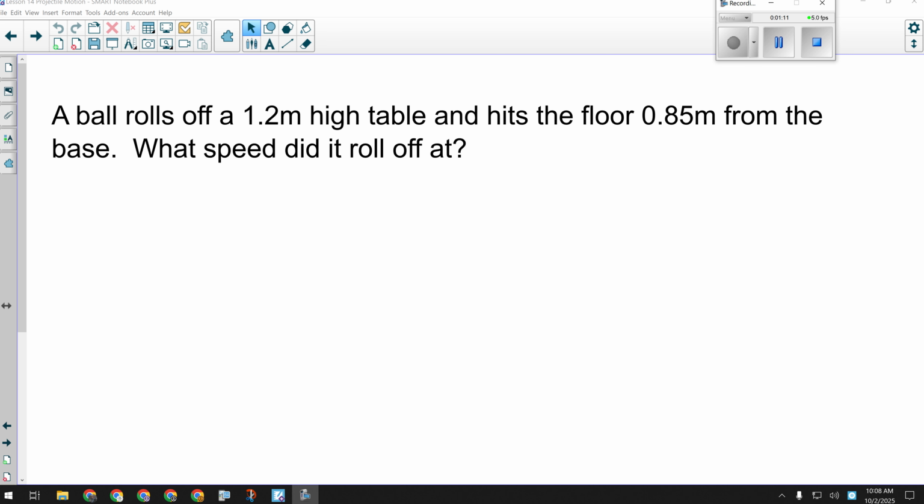So, see what you remember from yesterday. We did 3 or 4 like this yesterday. This is a horizontally projected projectile. A ball rolls off a flat 1.2 meter high table and hits the floor 0.85 meters from the base. What speed did it roll off the table at? You may have an example like this one from yesterday if you get stuck.